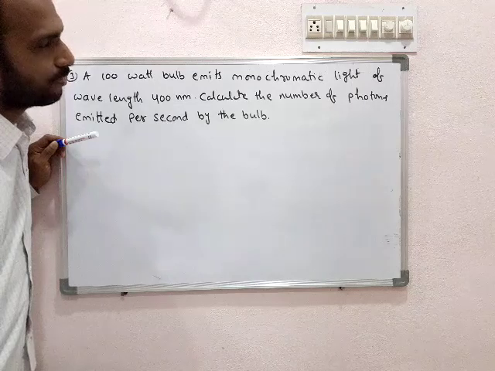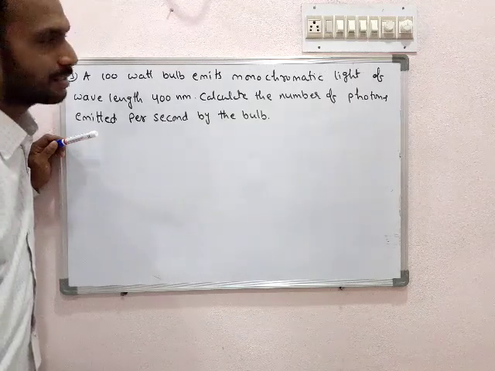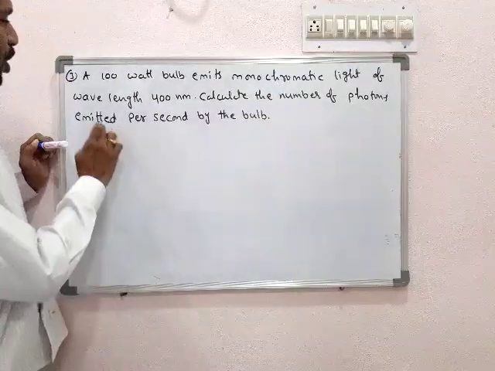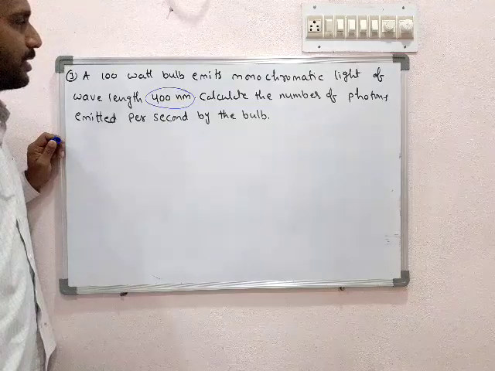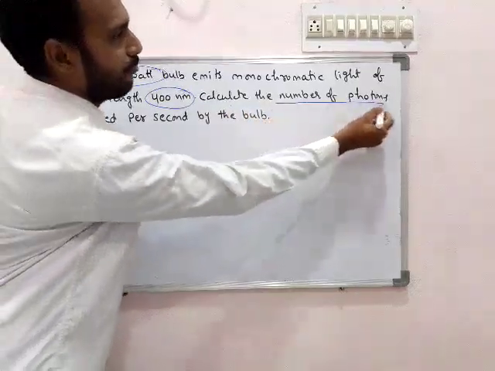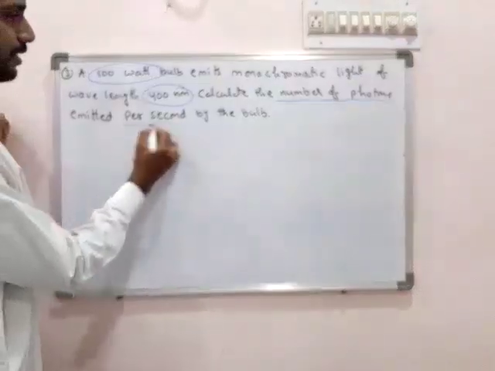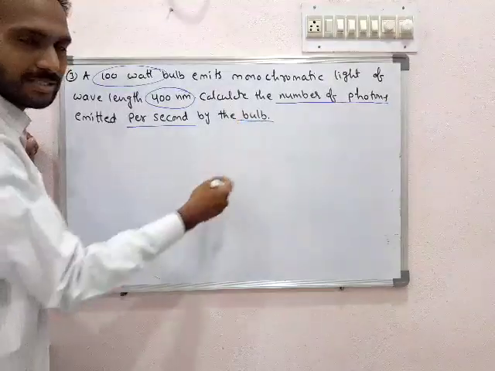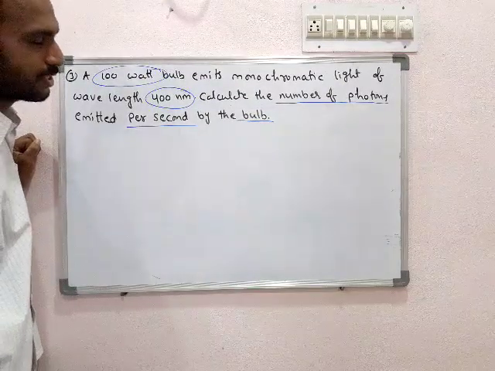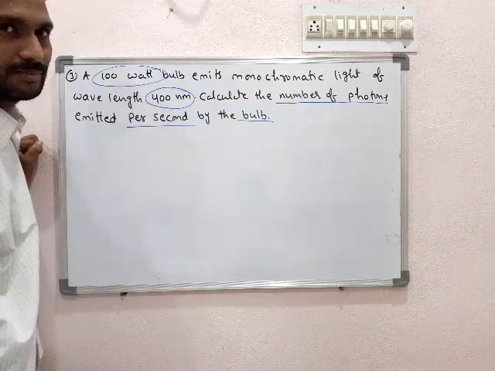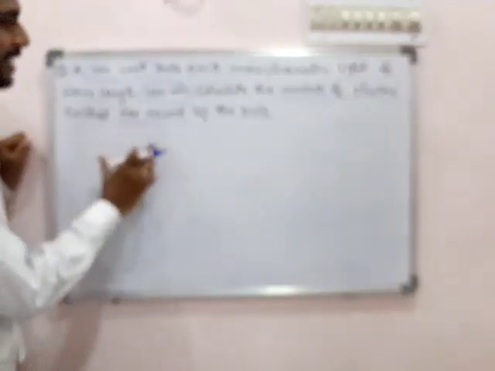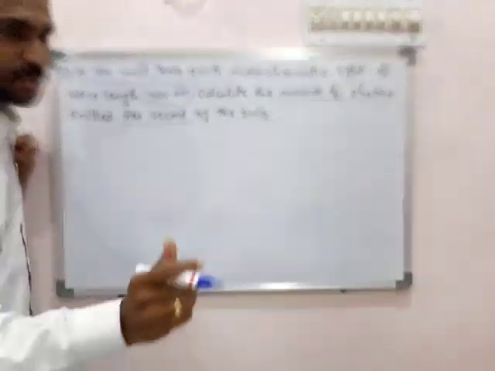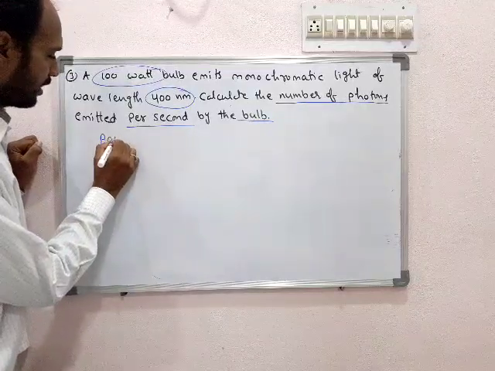So the released light of that type of bulb is called monochromatic light of wavelength 400 nanometers. So the light emitted by it has wavelength 400 nanometers. The bulb capacity is 100 watts. We need to calculate the number of photons emitted per second by the bulb. Bulb means releasing energy, releasing light means light consists of energy in the form of photons. We need to find how many photons are released from that bulb in 1 second of time. The power of the bulb is given.